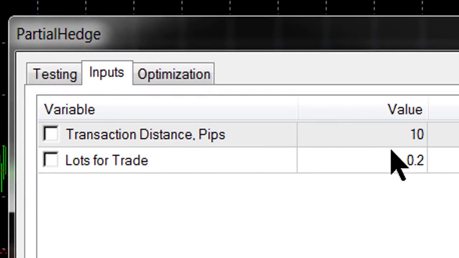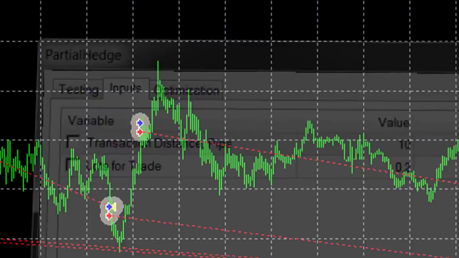We have a transaction distance of 10 pips, but what I can do now is increase the lot sizing to be more in line with this particular technique. Now I've done some testing and I know that 0.2 is a good lot sizing for this particular test. So all you have to do is put in this lot size and the EA will go away and do its thing. So let's do exactly that.